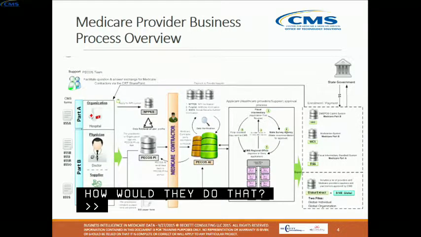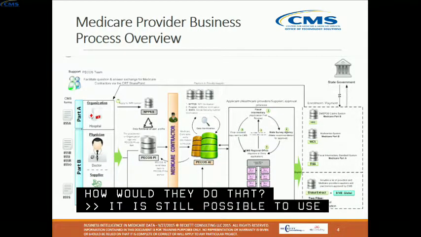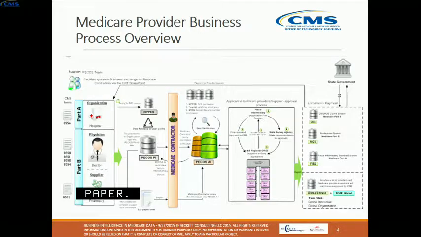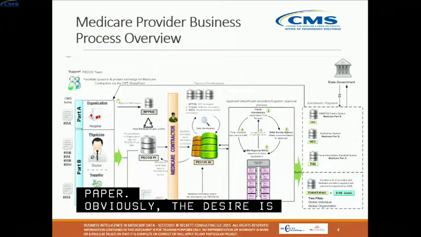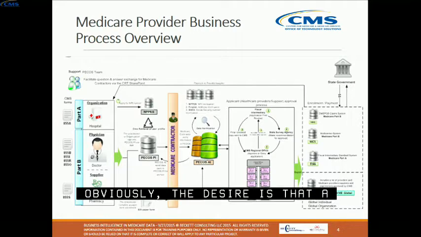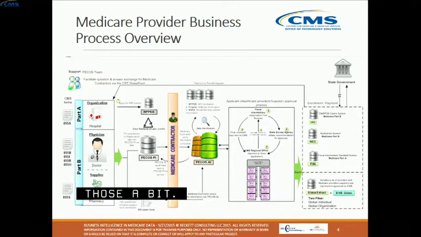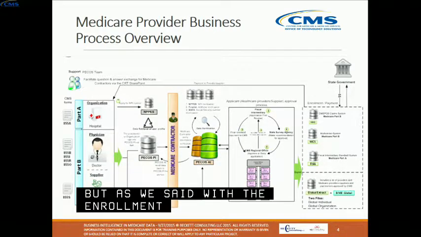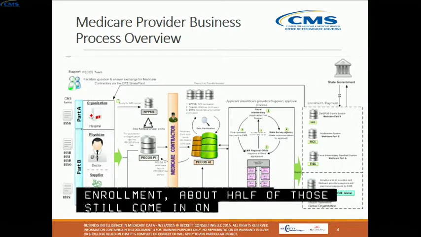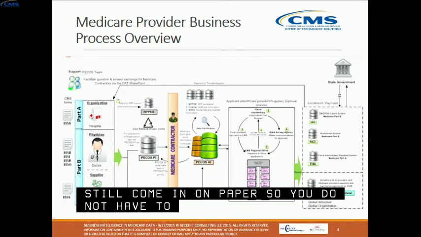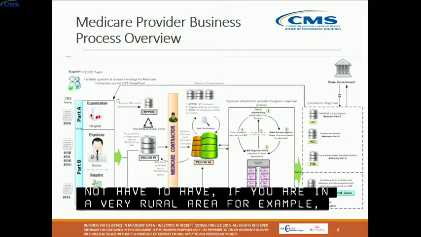Obviously, the desire is that providers use the electronic systems that are available online, and we'll chat about those a bit. But as we said with the enrollment, about half of those still come in on paper. So you don't have to. If you're in a very rural area, for example, that doesn't perhaps have high-speed internet access, it may be your only option.